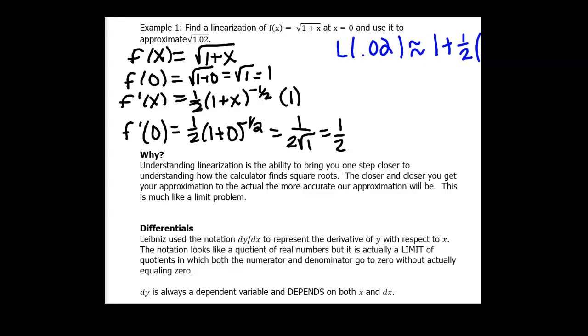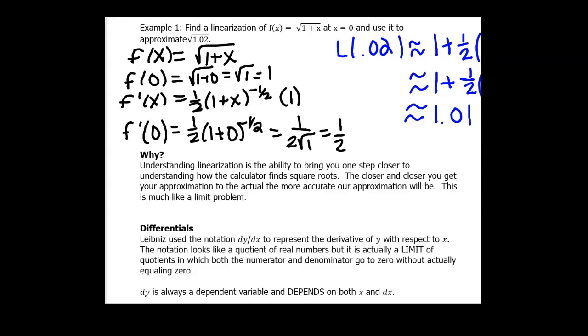So then I get 1 plus 1/2 times 2 over 100. So then the 2's cancel, and you get 1 plus 1/100, which is 1.01. So the approximation of the square root of 1.02 is 1.01.